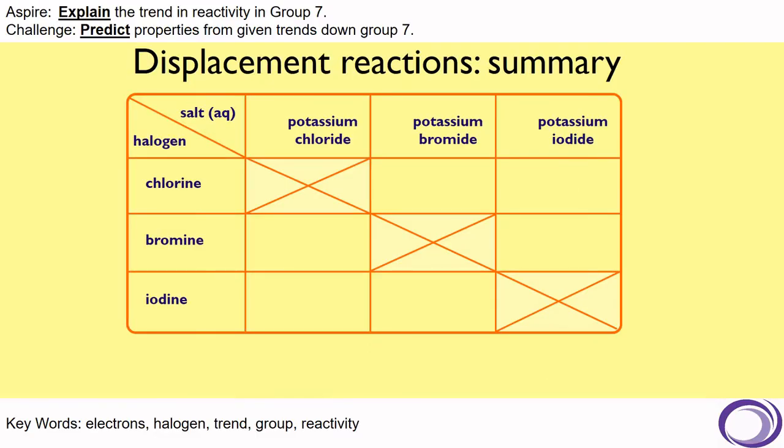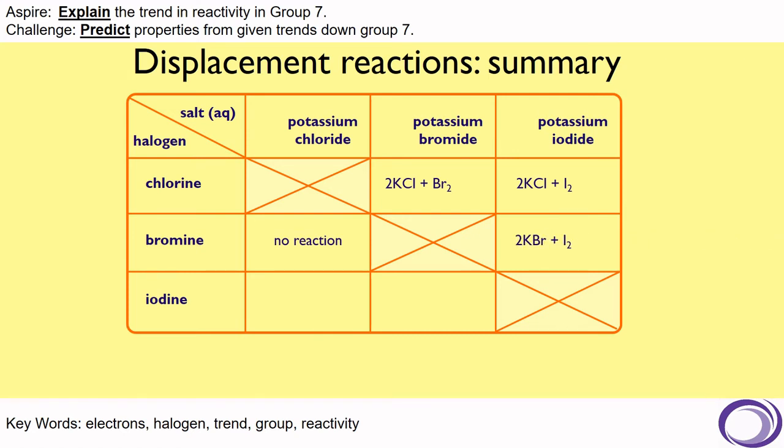Let's summarise our findings from that experiment. When we reacted chlorine with potassium bromide and potassium iodide, the chlorine was more reactive, so it displaced the other ions. So when it reacted with potassium bromide, potassium chloride plus bromine was formed, and we saw that as a colour change. When chlorine reacted with potassium iodide, potassium chloride and iodine was formed because the chlorine is more reactive.